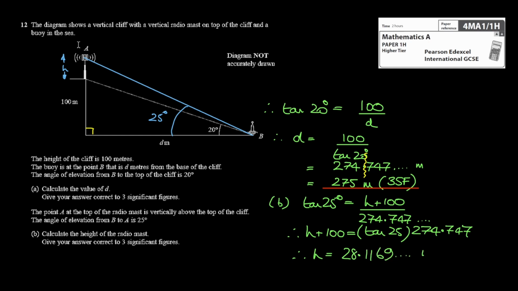Working this out and then subtracting 100 from it, we get, therefore, H is equal to 28.1169 metres. And if we want three significant figures, there's the cutoff point, and therefore H is equal to 28.1 metres, and that is to three significant figures. And that's the result.